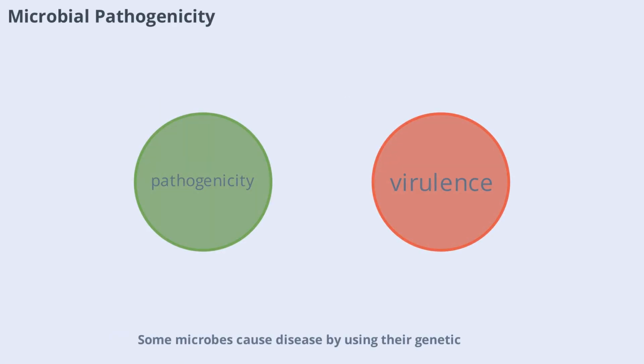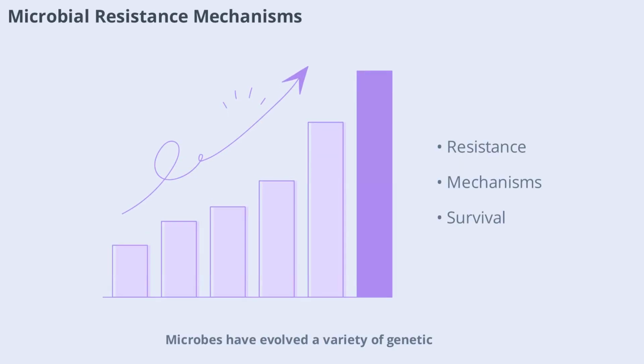Microbes cause disease by using their genetic coding to produce toxins or evade the immune system. Pathogenicity genes can be located on chromosomes or plasmids and are often transferred between microbes. Understanding the genetic basis of pathogenicity helps us develop better diagnostics, treatments, and preventive measures against infectious diseases. Microbes have evolved a variety of genetic mechanisms to resist antibiotics and other threats.